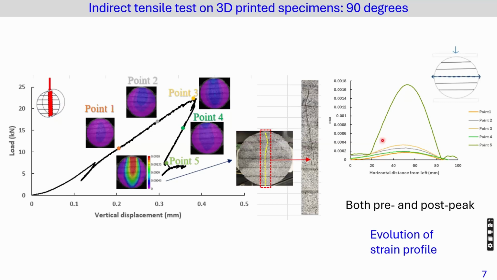If we look at the strain profile, this is the illustration photo, and we have an indicated horizontal line. From the beginning, from point 1 to point 5, as you can see, after the snapback behavior, the specimen is fully fractured, and the strain is concentrated in the middle region. At the center of the specimen, epsilon XX, the horizontal strain, has a jump, or we can call it a peak in the middle.